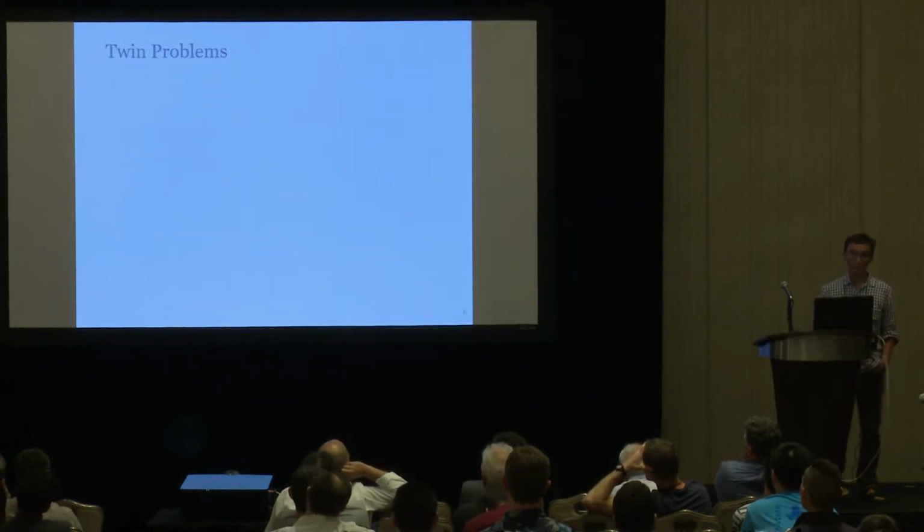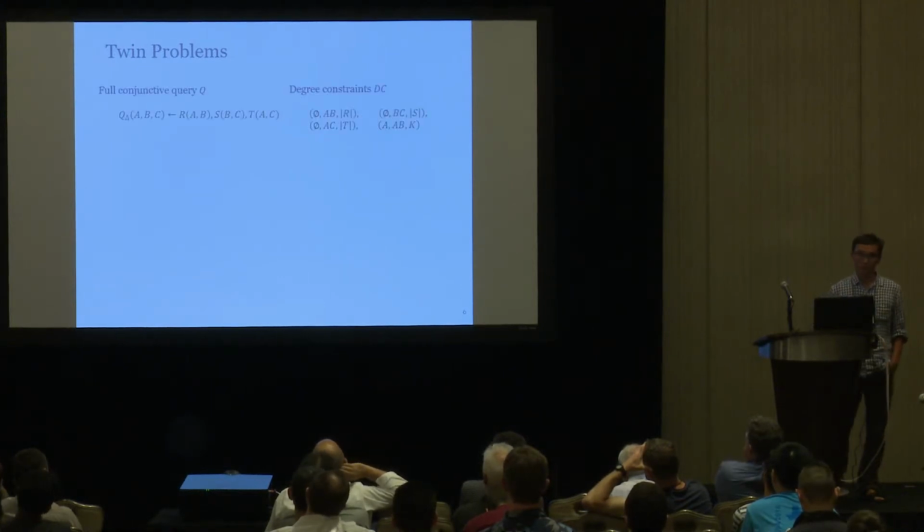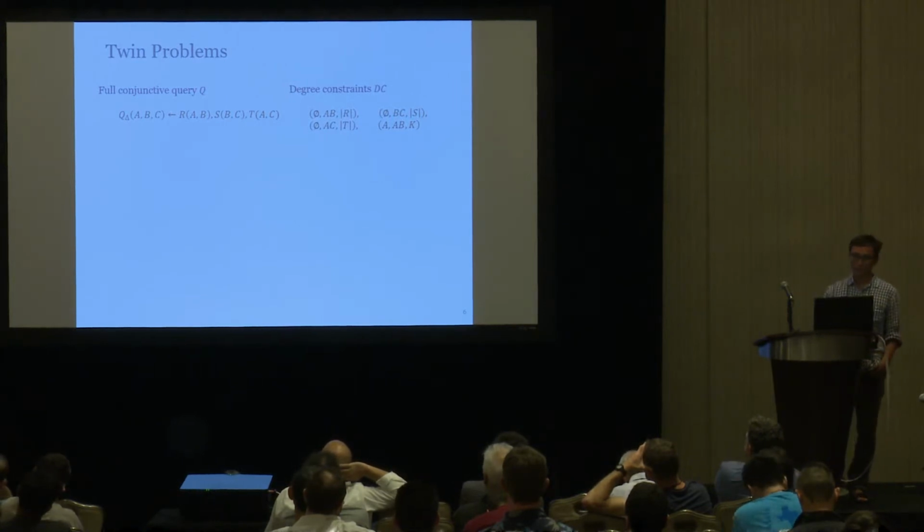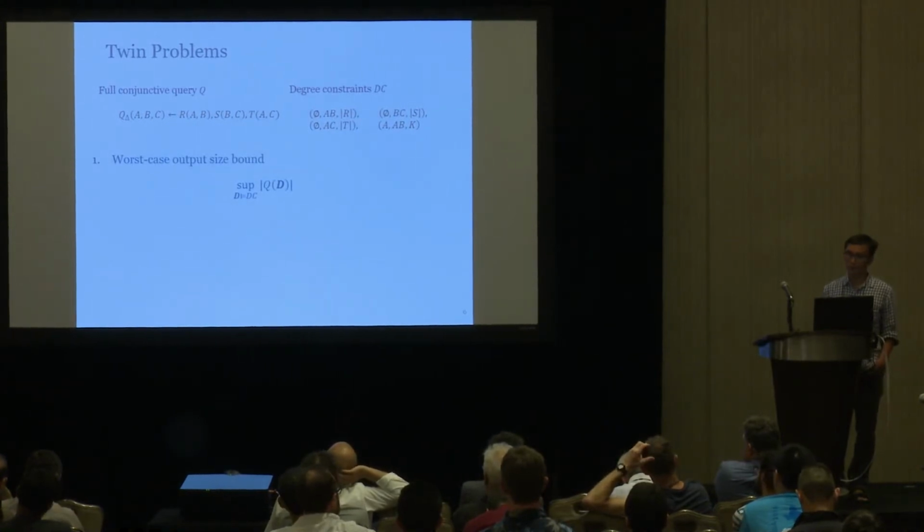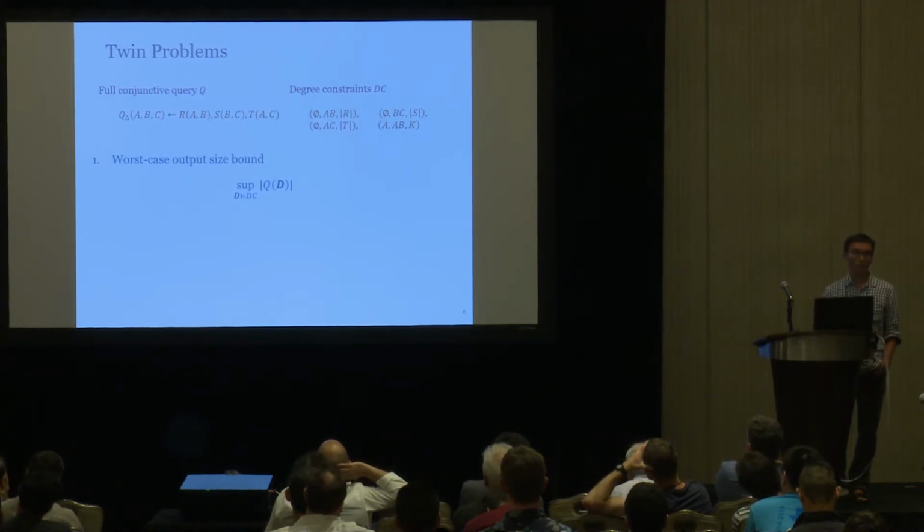Okay, so given the input like that, there are 2 problems, right? So given a full conjunctive query such as the triangle query and a bunch of degree constraints, the first problem is what is the worst case output size for this query? So capital D is a database that satisfies all of the degree constraints, and we would like to find out what's the maximum output size bound for this query.